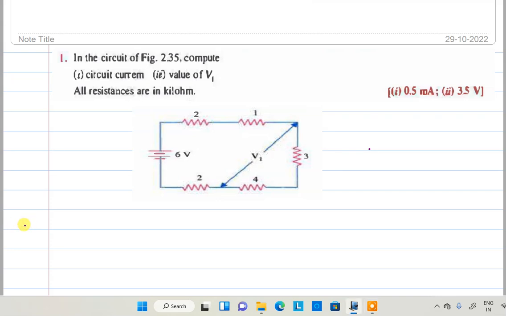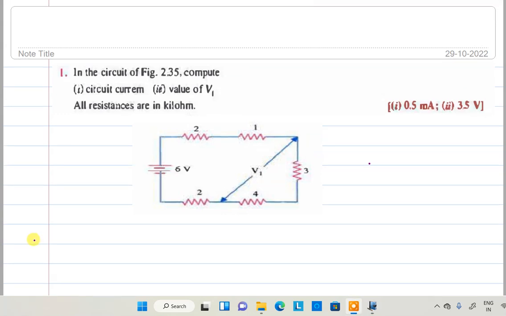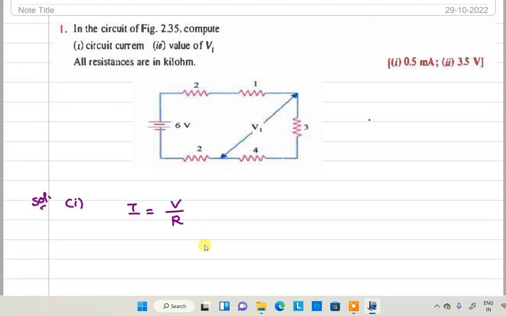So here, the first part of the question is the current. How to find the current? According to Ohm's law, I is equal to V by R. V is 6 volt. What is R? R is equal to.